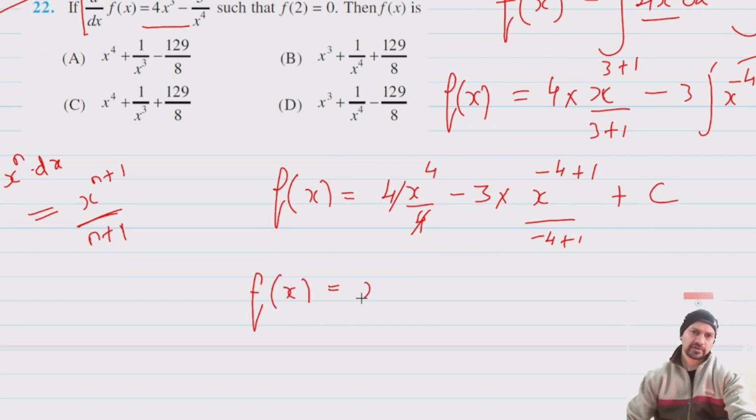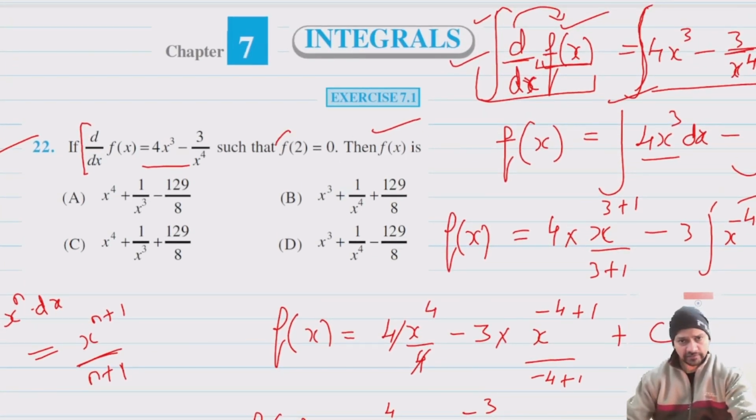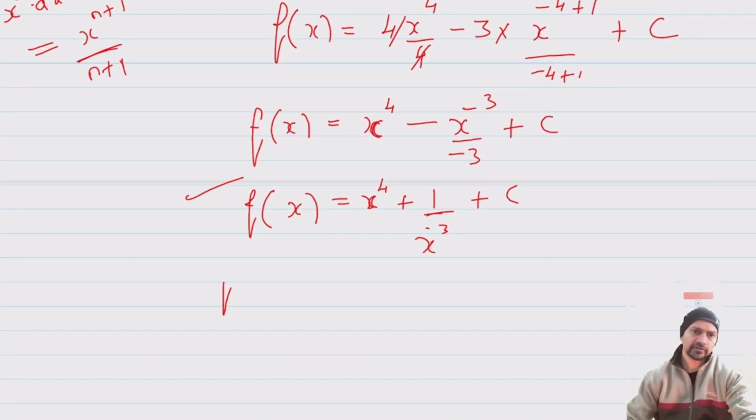And finally, we have our function: x raised to the power 4 minus 3 times x raised to the power minus 3 upon minus 3, plus c, which can be written as x raised to the power 4, minus of minus is plus, 1 upon x cubed, plus c. Now, there was one more piece of information given in the question. It says that the value of the function at 2 is 0. So let's evaluate this function for 2. Evaluating the function for 2 means just replacing the value of x with 2. So it's 2 raised to the power 4 plus 1 upon 2 cubed plus c.